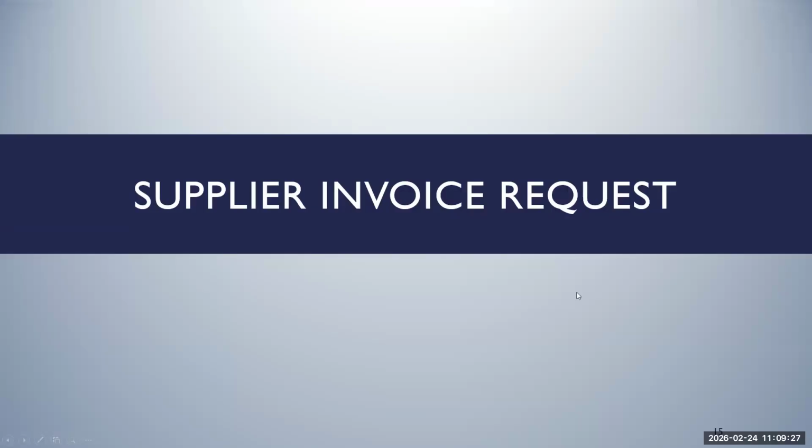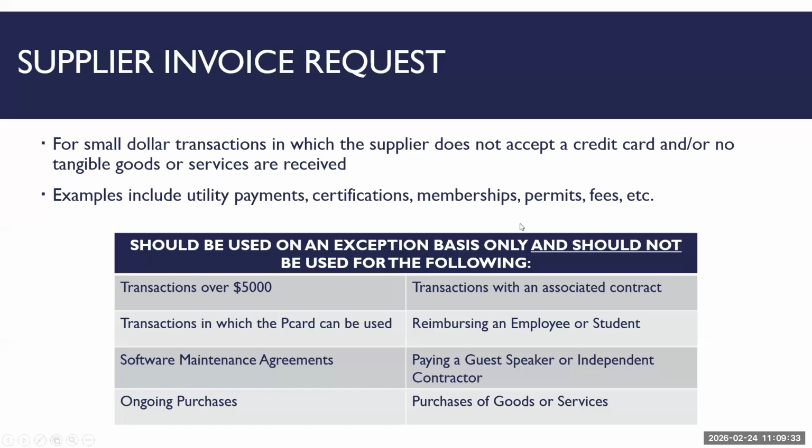Okay, so another one of our procurement options is supplier invoice request. We also call it the SIR. So we recommend using the SIRs for any kind of small dollar transactions, typically when the supplier doesn't accept a P card or no tangible goods or services are being received. An example of this could be utility payments, memberships, certifications. We see those a lot for permits and fees.